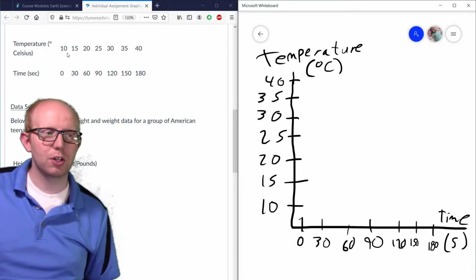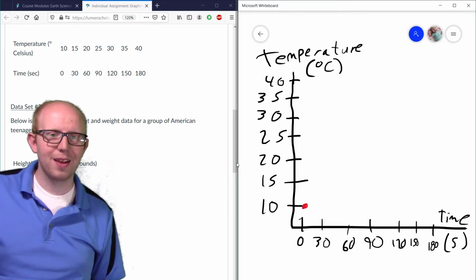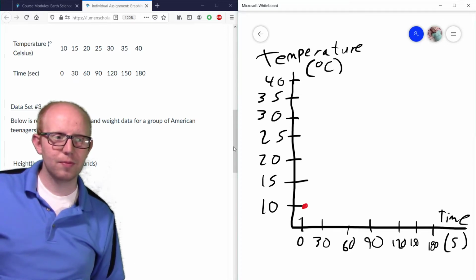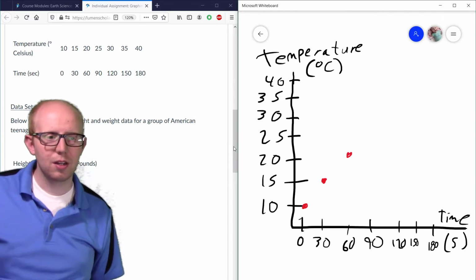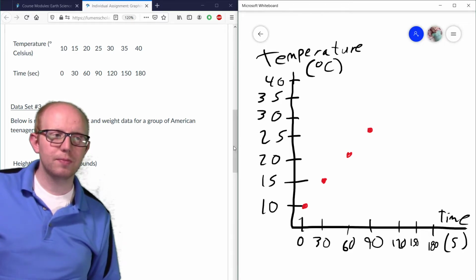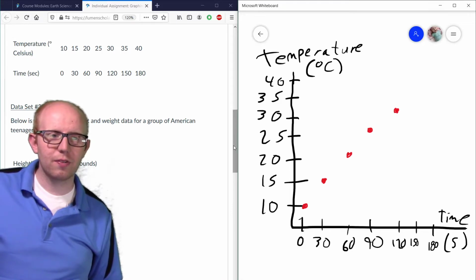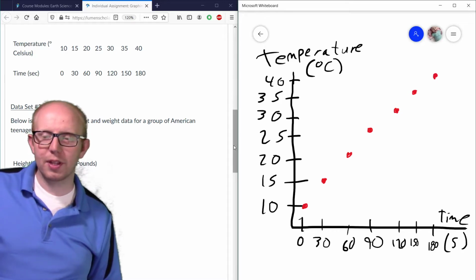Okay, so at time equals 0, we're at 10. So we go over to 0, up to 10, we'll put a point right there. Then at time equals 30, we're at 15. So we go over to 30, up to 15, put a point right there. 60, 20, so we'll go over to 60, up to 20, put a point right there. 90, 25, over to 90, up to 25, right there. 120, 30, so we'll put a point right there. 150, 35, put a point right there. 180 and 40, so we'll put a point right there.